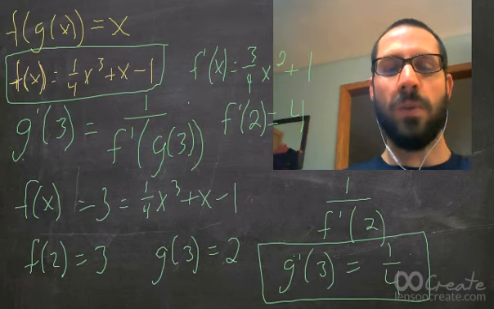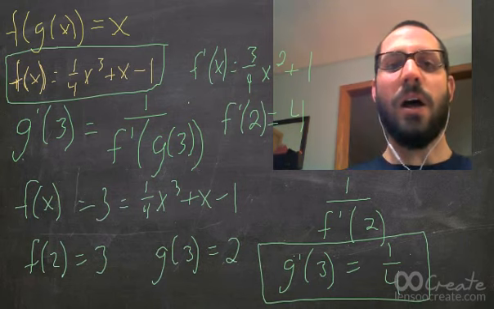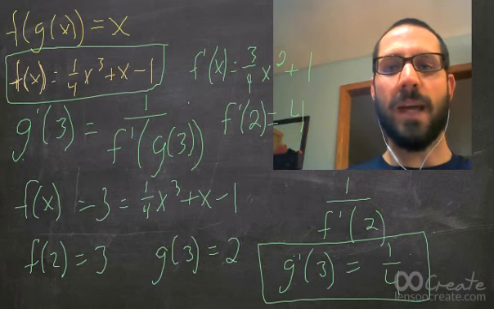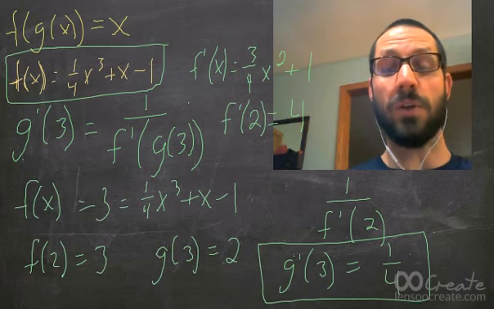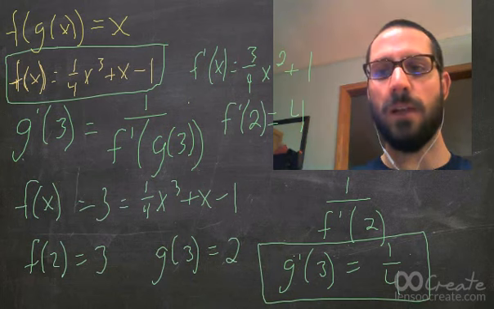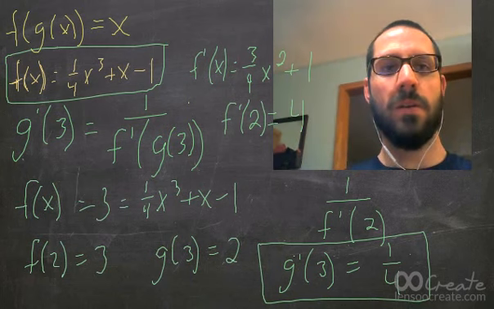So using our new inverse derivative, we can find the slope of an inverse without having to find the derivative of the inverse or even have to find the inverse itself.